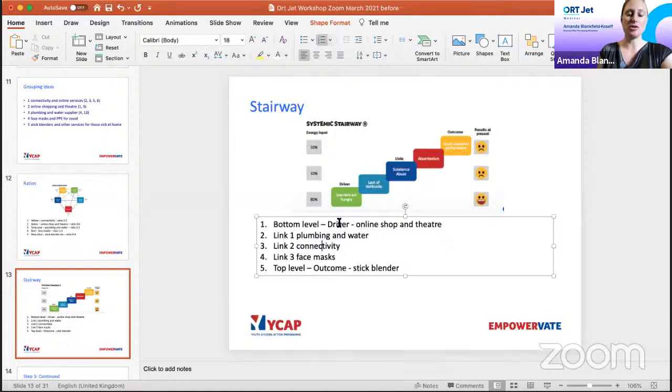You have to start with the driver. That's where your focus must be. And then from there, you can add on the others. So the driver is the most important one to start with. Does that make sense? Or does anyone want me to re-explain any of that?